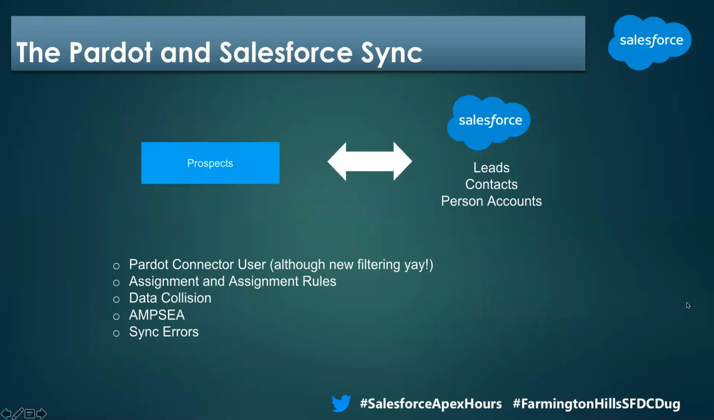So, Pardot and Salesforce sync natively. This is done via a Pardot connector user. It used to be that Pardot would sync everything that this user saw. So if you wanted to filter the leads that were pushed through to Pardot, you had to do that via sharing rules, which is obviously a bit of a pain to set up. But in this latest release, they've just released filtering options so that you can filter by record type or other criteria. So that's made things a lot easier for Pardot and Salesforce admins everywhere. So yay.